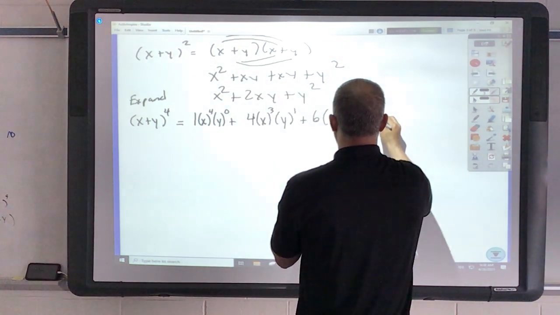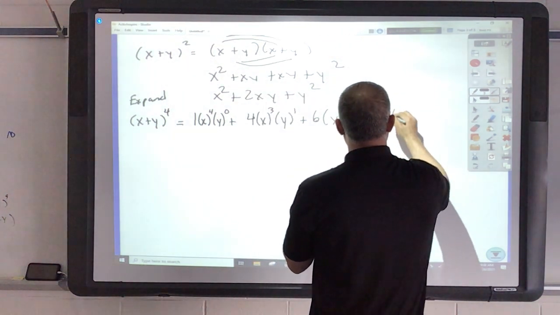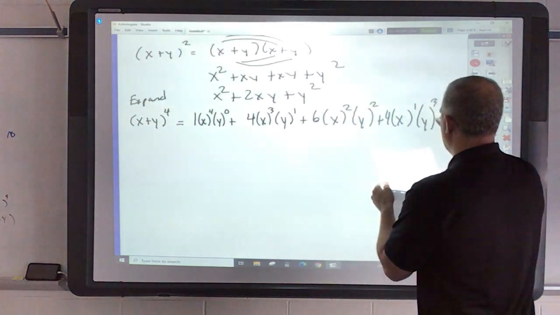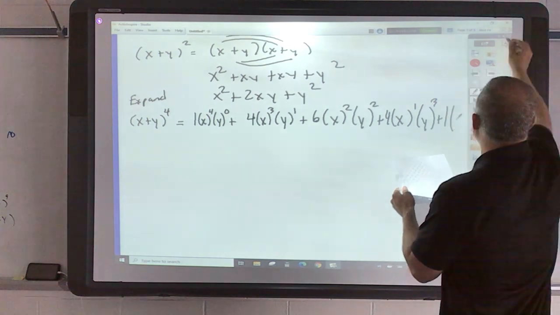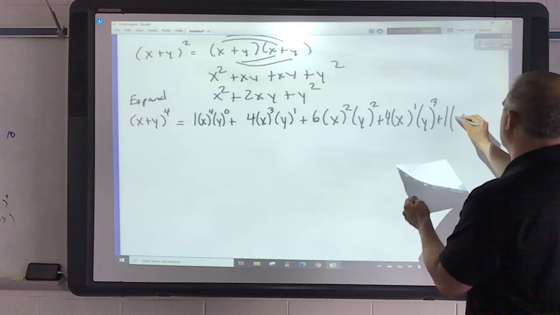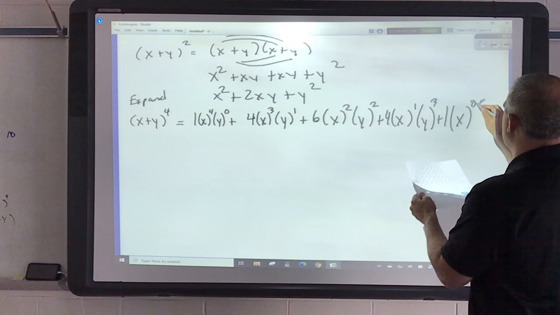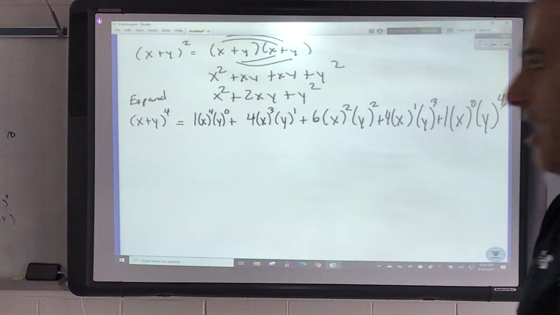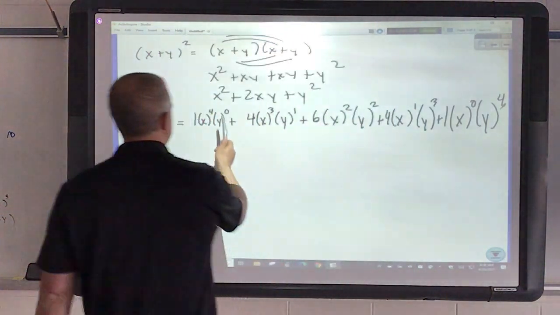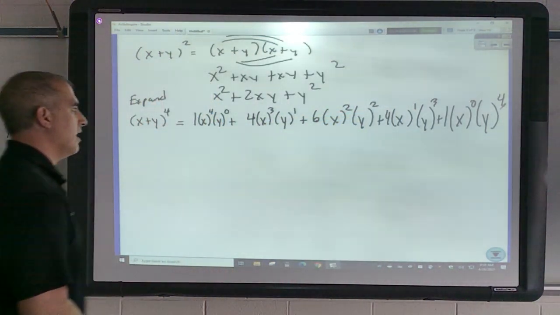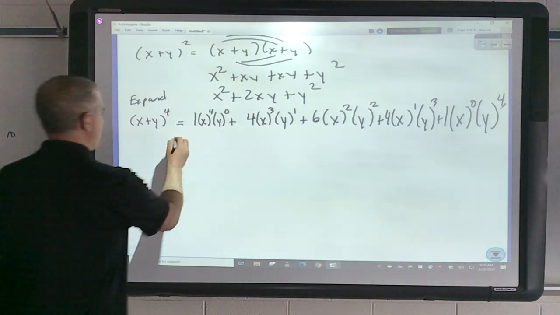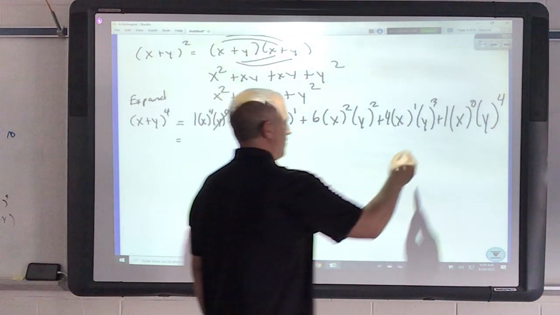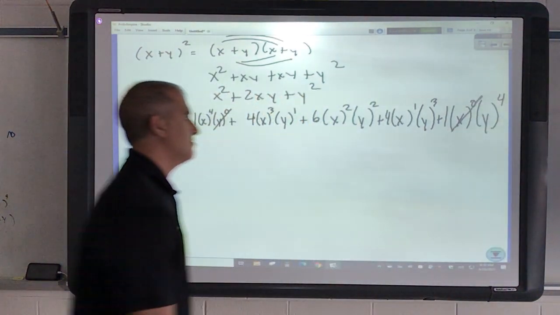Then I'm going to go 4 x1 y3, and then 1 x0 y4. How do I know I'm done? I know I'm done when I get all the way to 4. Now, here's the deal. What does that mean for me? The ones with the zeros, I can go ahead and just cross off. I know those won't matter.